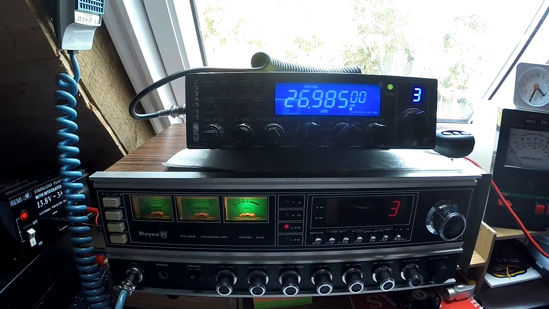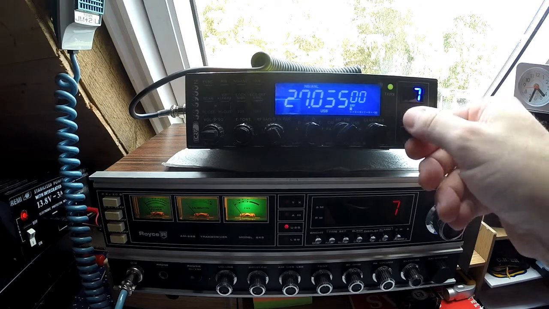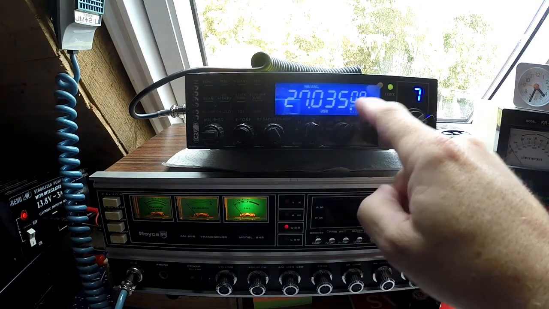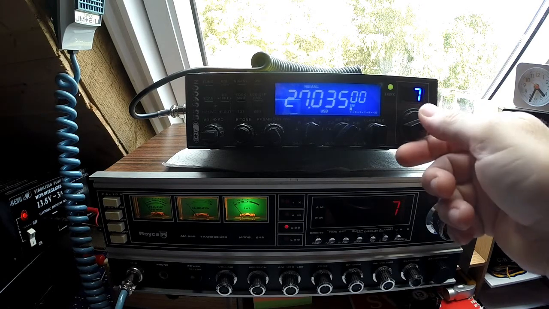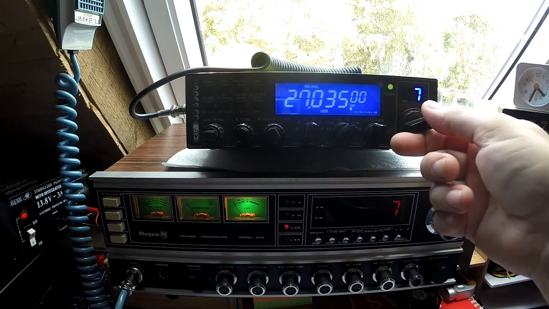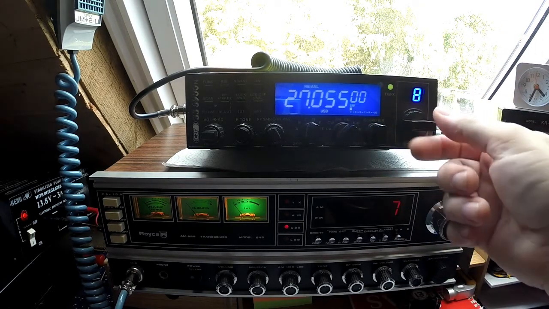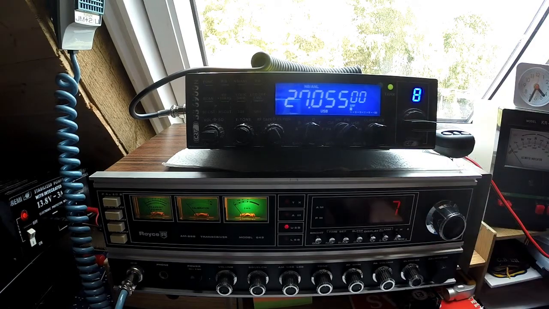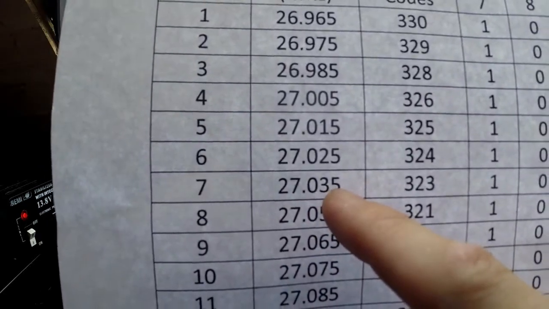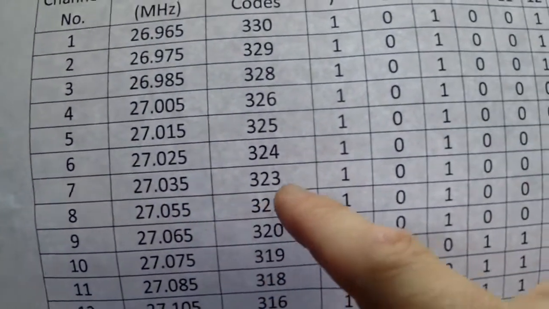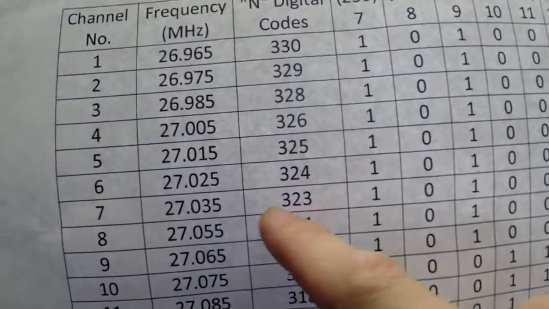So let's have a look at some more of these alpha channels. So if we continue up to channel 7, so 7 is 27.035, the next one should be 27.045. So we go from 7 to 8, it jumps to 55. So 35, 55, so there's an alpha channel in between 7 and 8, and lo and behold, if you look here, it jumps from 27.035 to 55, 323 to 321, 322. There's a binary code in between there.